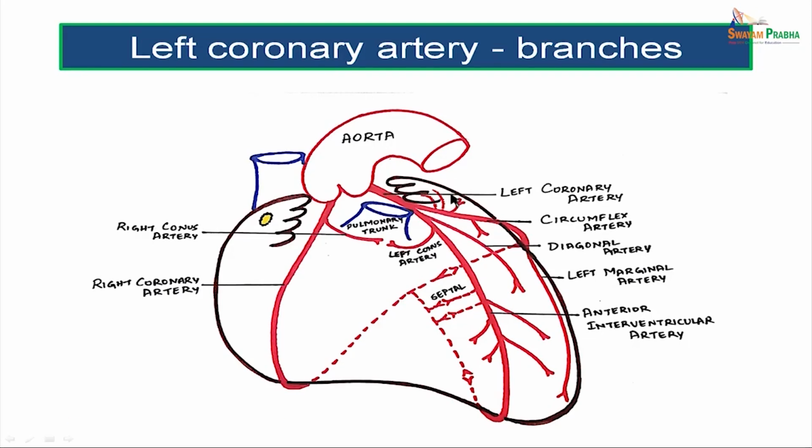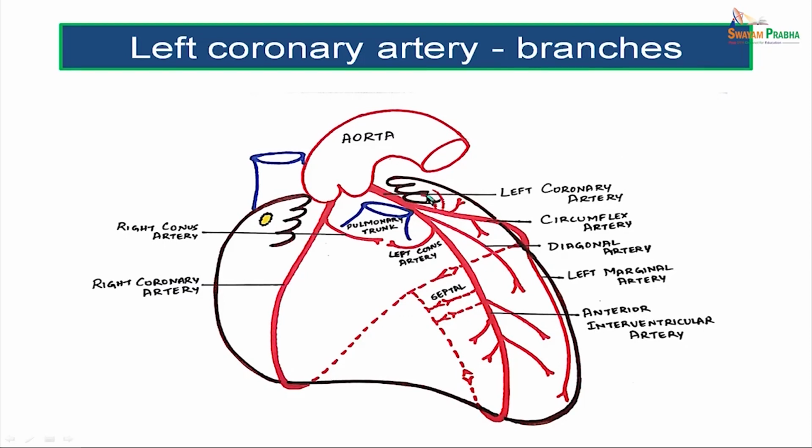This gives off atrial branches and ventricular branches. The longest ventricular branch which is going to supply the obtuse margin of the heart is called the left marginal artery. It runs along the left margin of the heart formed by the left ventricle. The other smaller branches will also supply the sternocostal surface of the left ventricle, and you find atrial branches supplying the anterior surface of the left atrium.